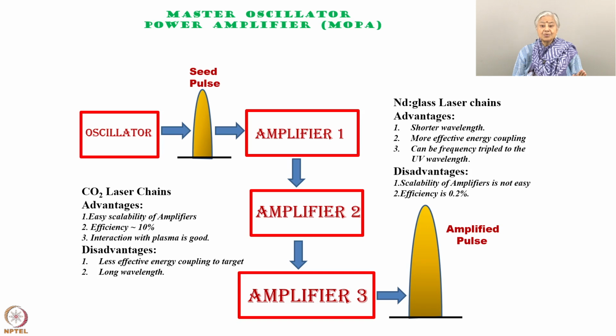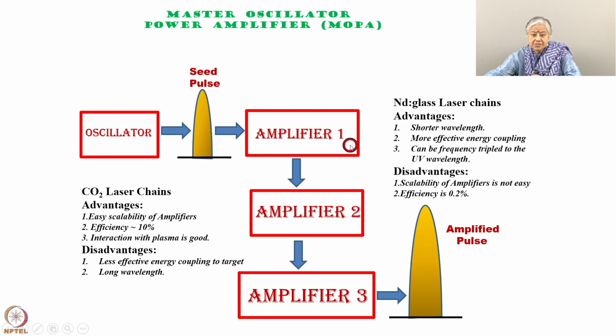But then still you must know what are the advantages and disadvantages of each of these chains. Okay. So, in case of carbon dioxide laser, the advantages are, it is easy scalability of the amplifiers. Okay. What do I mean by easy scalability? That means you can make larger and larger amplifiers. It is not too difficult a task.